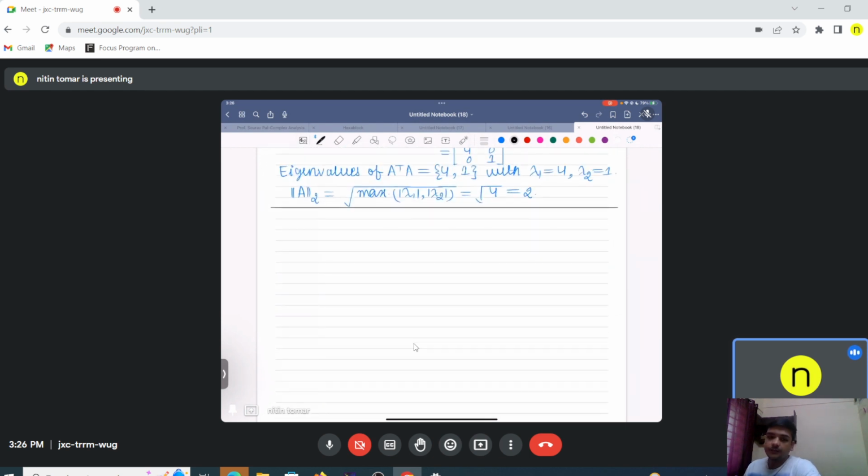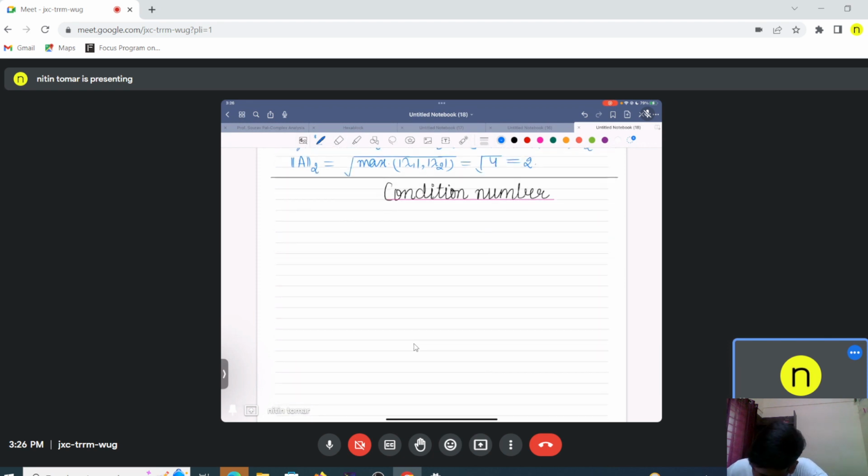Now we move to a really important concept related to a matrix, and it is called the condition number. So before explaining this, we need a particular theorem whose proof we will do.